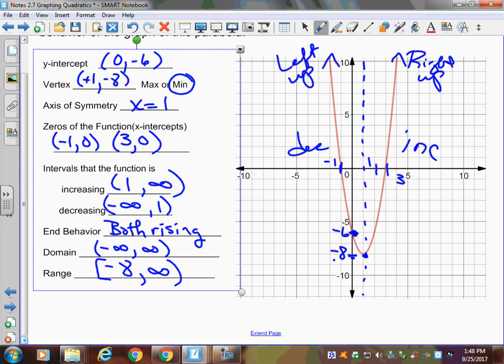Now, I don't do that on increasing and decreasing. Increasing and decreasing can't have brackets, because at this value of positive 1, it's not doing either one. And the reason it's not doing either one is because it's flat here. Can't be increasing and decreasing if you're at the flat spot. Okay? Now, let's look at one more.